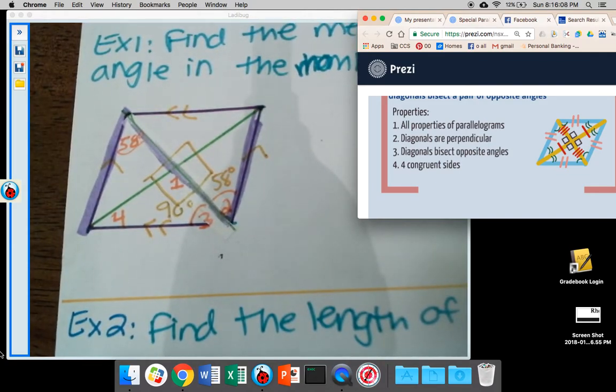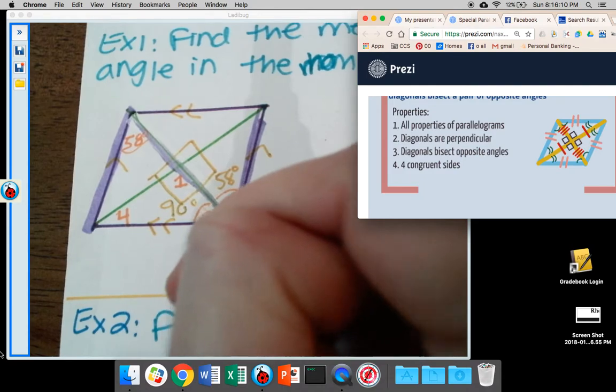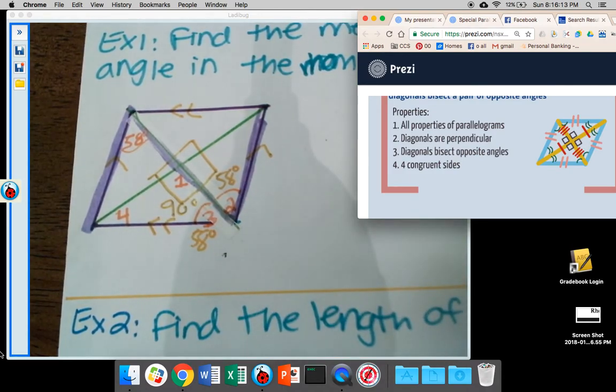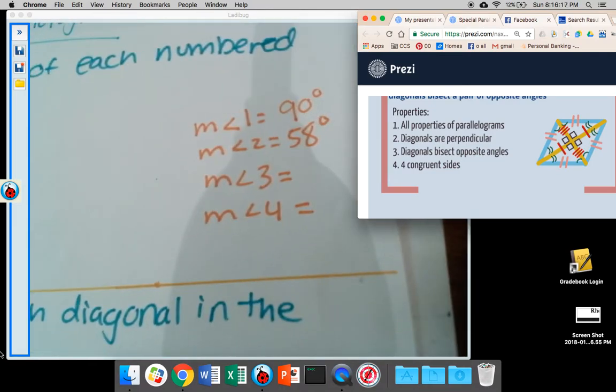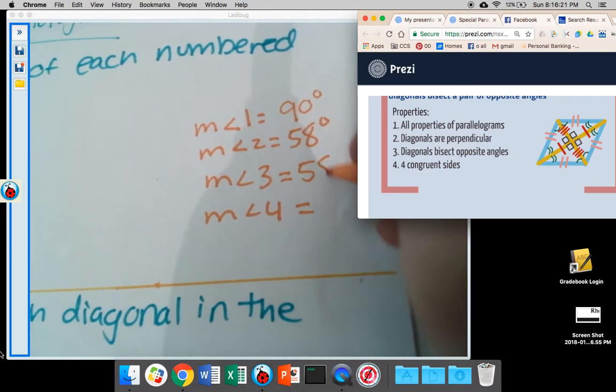So that means angle 3 is also going to be 58 degrees, which I'm going to write down here because I'm kind of out of space in here. So we're getting closer, you guys. We found our third angle. Angle 3 is also going to be 58 degrees. Say what?